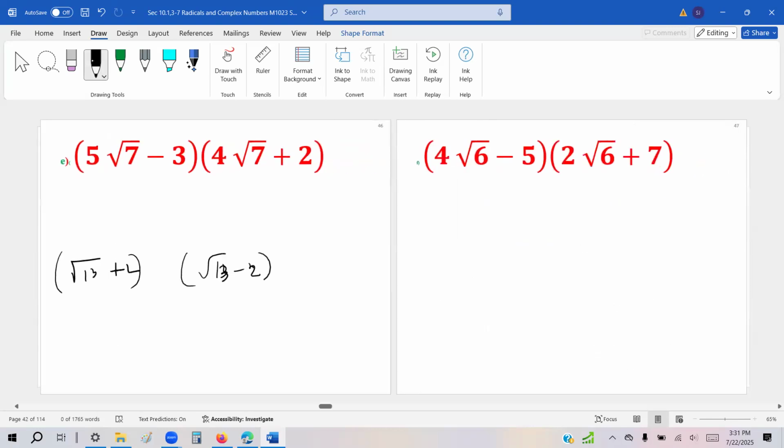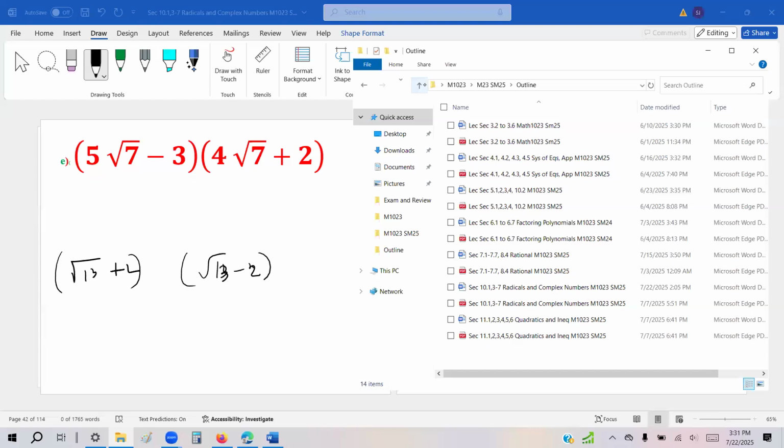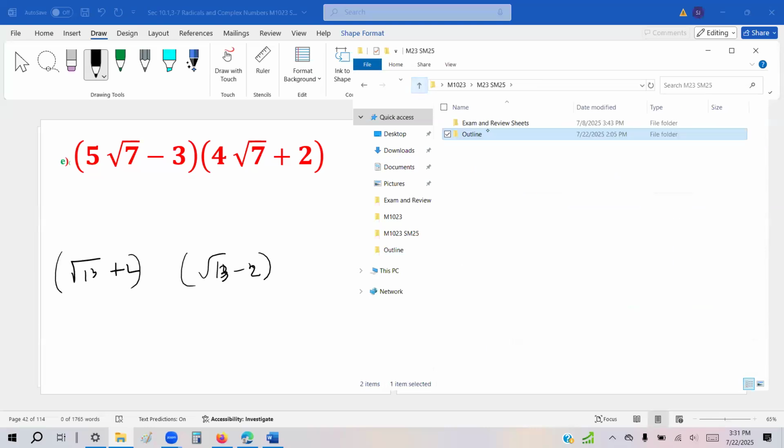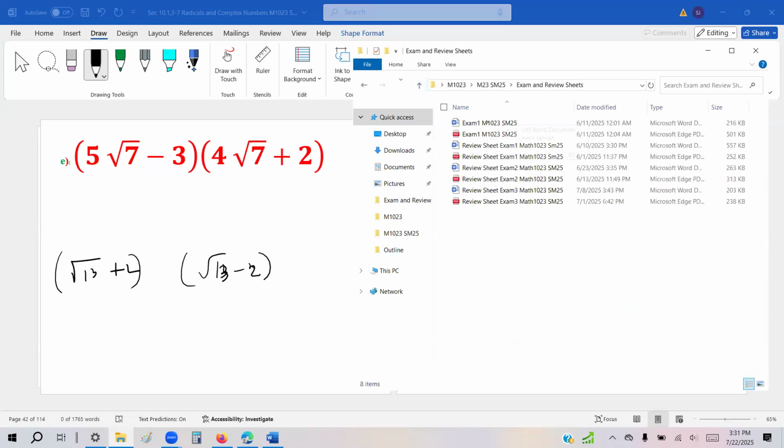So you can try this 3, but before that, let me tell you what will be in the exam. Okay. In case I forget later, it's better to tell you now. Review sheet.